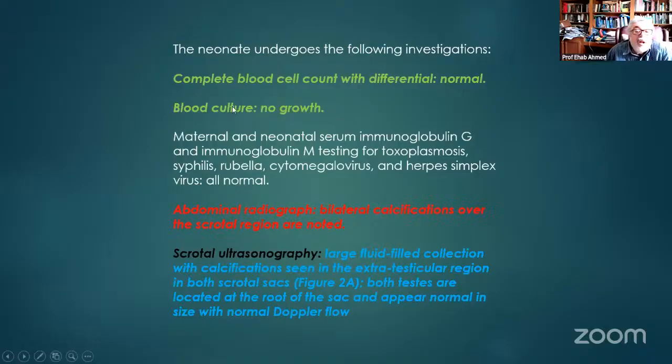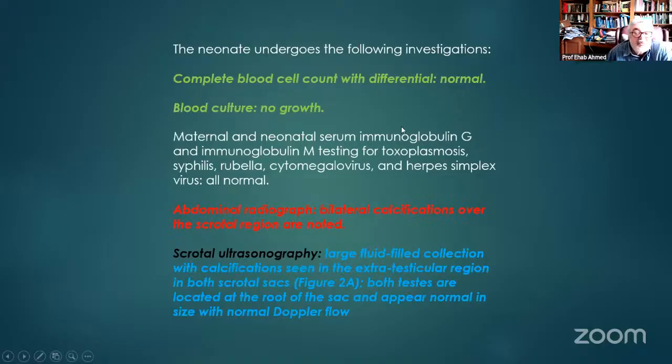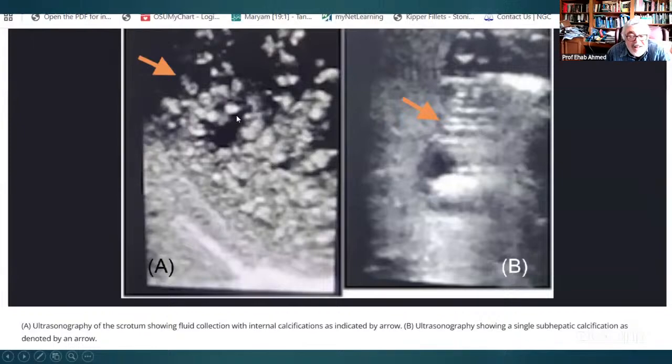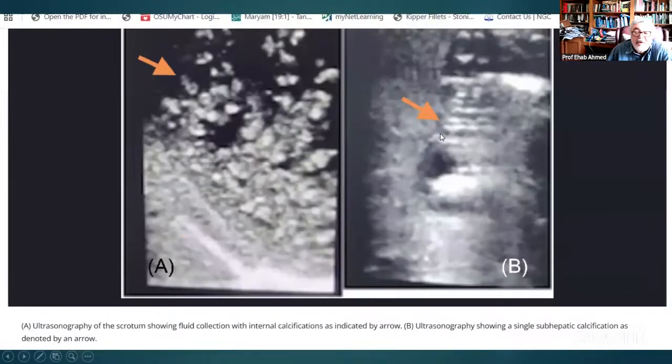Okay. They did CBC and differential, which is normal, which will rule out sepsis and epididymoorchitis, as one of you asked about the previous case. So it is not infection. And this is the clue. They did abdominal radiographs. Bilateral calcifications over the scrotal region were noted. So the scrotum has calcifications on ultrasound and on X-ray and on CT.